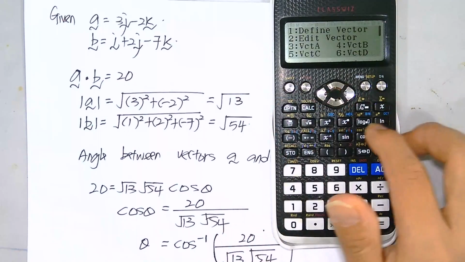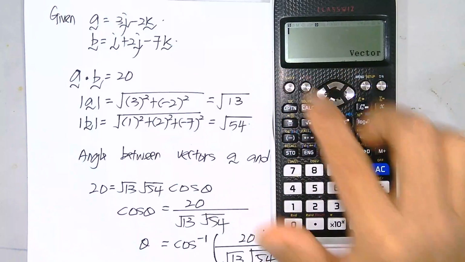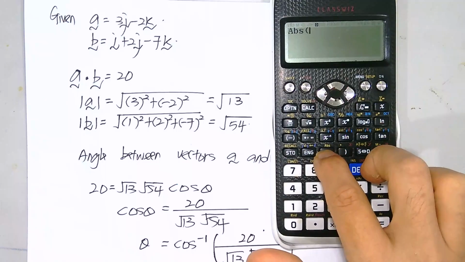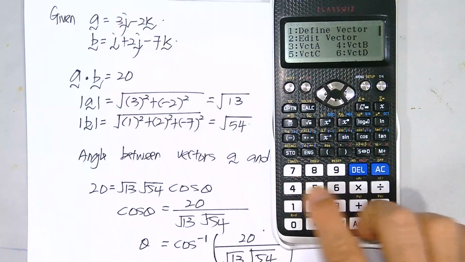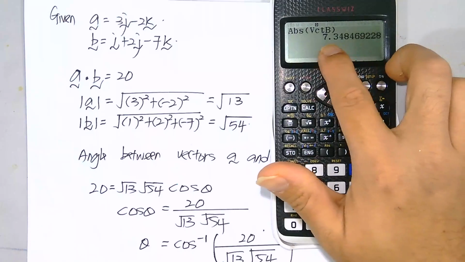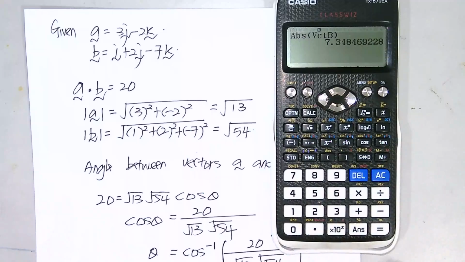So I press option, no, you shift ABS, shift ABS. There is an absolute function here, right? Then you press option, vector B. So you key in vector B, then equal. Then you will get the magnitude, 7.3484, right? 7.3484. But this is in decimal form, right?